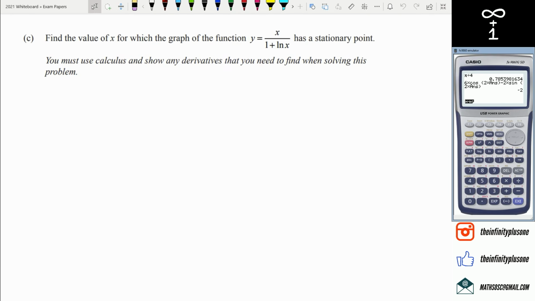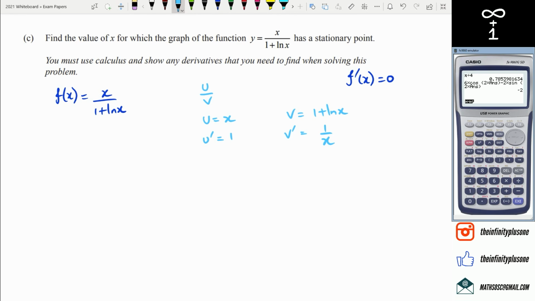So question C, what we've got is to differentiate, and we're trying to find the stationary point. Because we're trying to find the stationary point, we know that the gradient has to equal 0. So I'm going to write down f of x as x over 1 plus ln of x. Now looking at this, I can see that I've got to use quotient rule. So if u is equal to x, u dash is equal to 1. And if v equals 1 plus ln of x, v dash is equal to 1 over x.